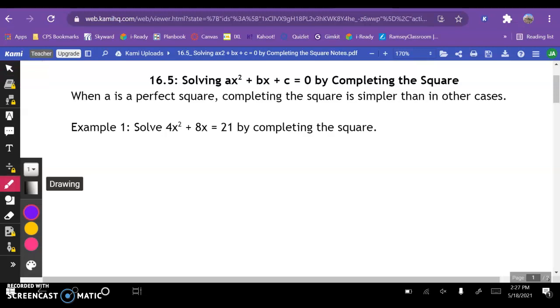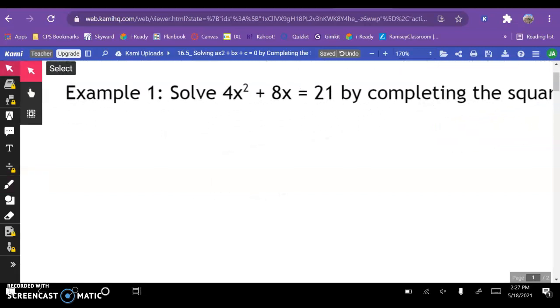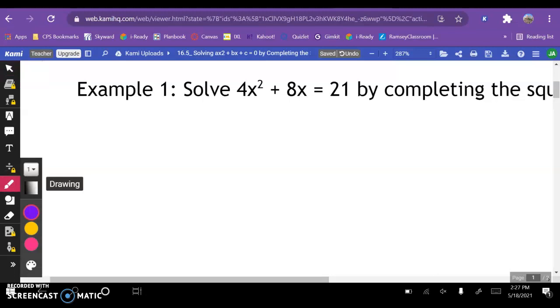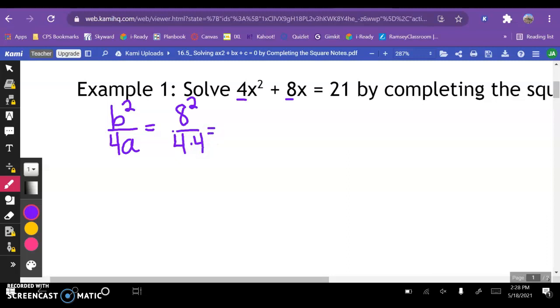So b squared over 4a is our magical piece that we need today to solve these problems. All right, so here, again, we have to have the constant on the side by itself, and that is true here. So the first thing we need to do is figure out what b squared over 4a is equal to. Remember, our b is in front of x, so that would be 8 squared. And 4 times our a value in front of x squared, so that would be 4. So that would end up being 64 over 16.